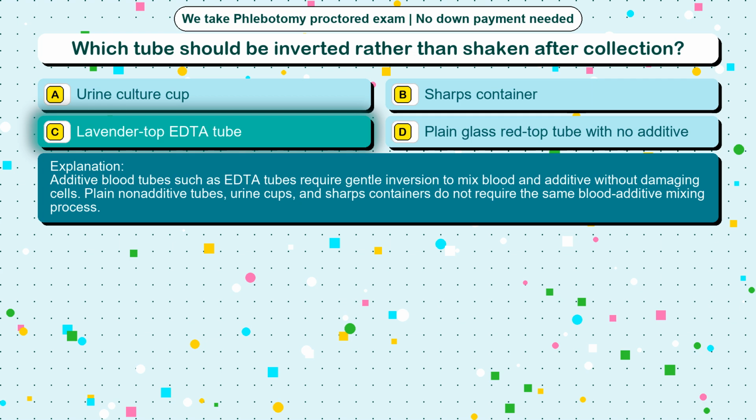Additive blood tubes such as EDTA tubes require gentle inversion to mix blood and additive without damaging cells. Plain non-additive tubes, urine cups, and Sharps containers do not require the same blood additive mixing process.